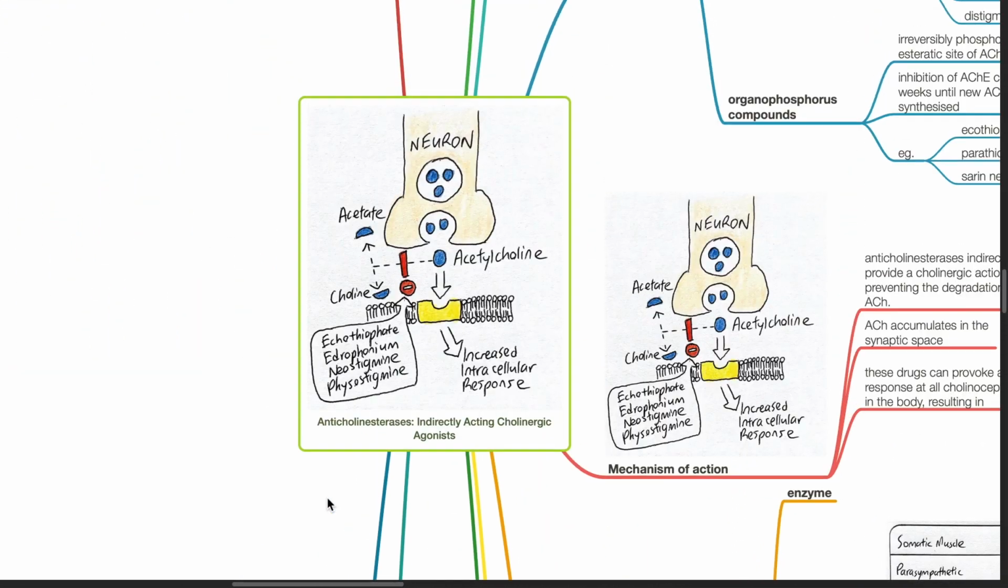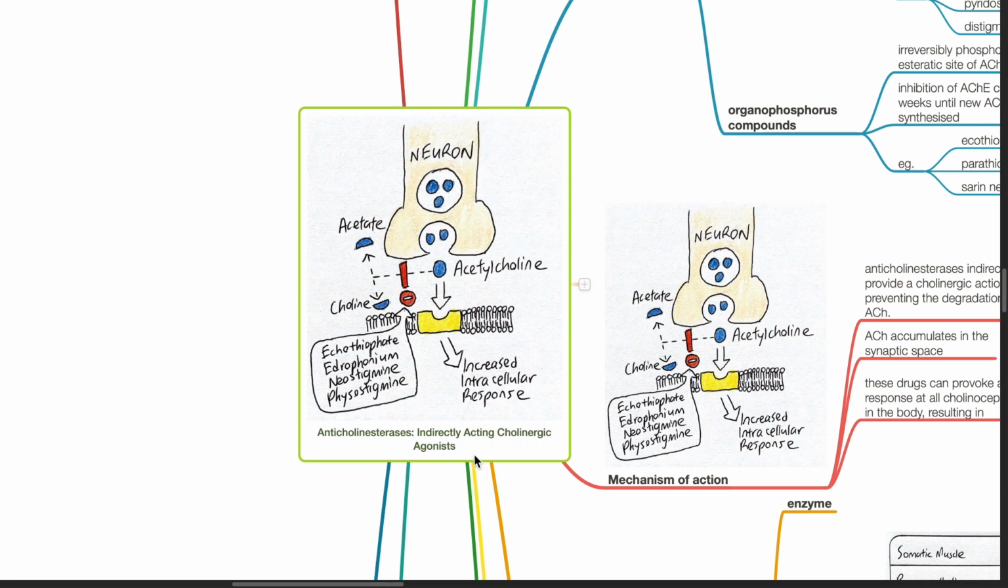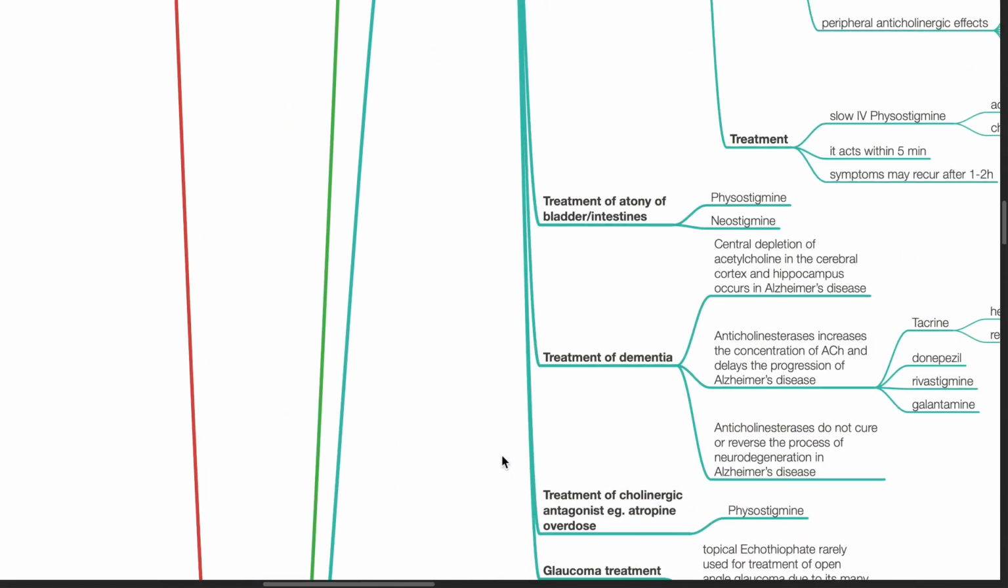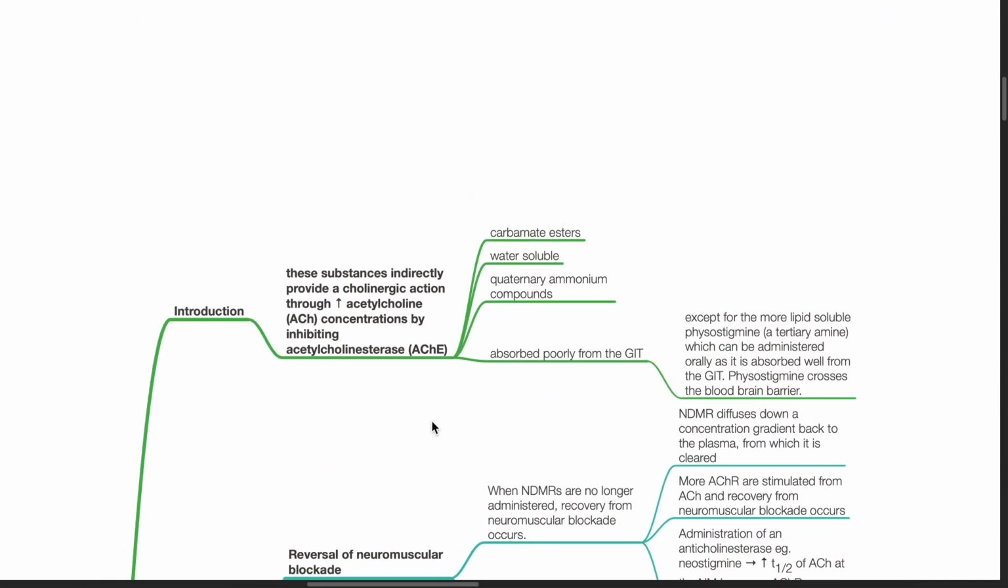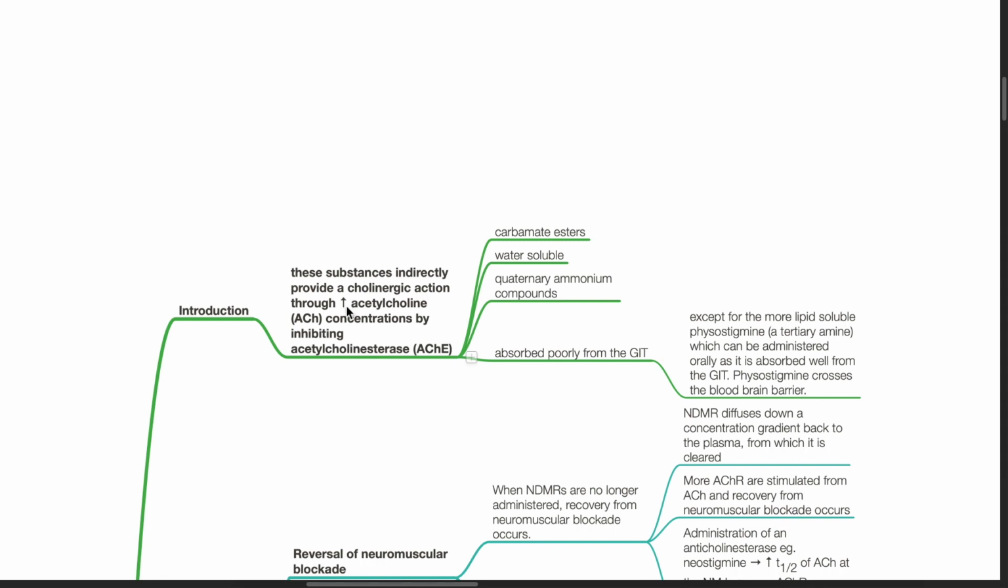Next, we move on to indirectly acting cholinergic agonists. Introduction. These substances indirectly provide a cholinergic action through increase of acetylcholine concentrations by inhibiting acetylcholinesterase. They are carbamate esters, which are water-soluble. They are quaternary ammonium compounds and are absorbed poorly from the GI tract, except for the more lipid-soluble physostigmine, which is a tertiary amine, which can be administered orally as it is absorbed well from the GI tract. Physostigmine crosses the blood-brain barrier.